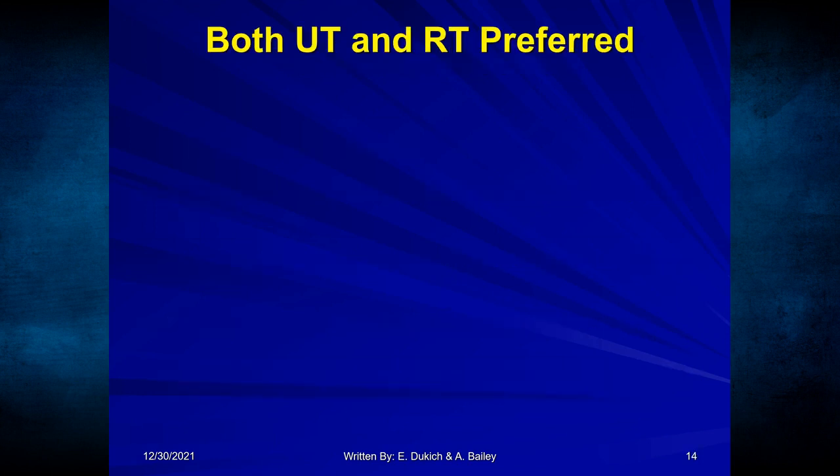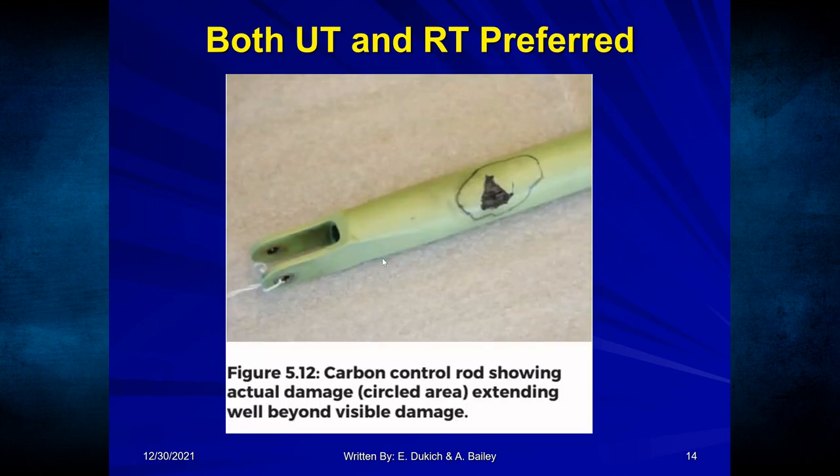Now, both UT and RT is preferred if we can. If the NDI lab has the technology to use both ultrasonics and radiography, that's great. You have something like this image I'm showing you. Using my annotation tool, this is a flaw on a carbon fiber control rod, and it's showing the actual damage on the surface. But a lot of times we can't see this damage on the surface. All we may see is a dent, but you don't know how far the extent of that damage goes. So NDT is utilized to find the extent of the damage that can't be seen with the naked eye. All righty, so I'm going to clear my drawing and let's go to the next slide.